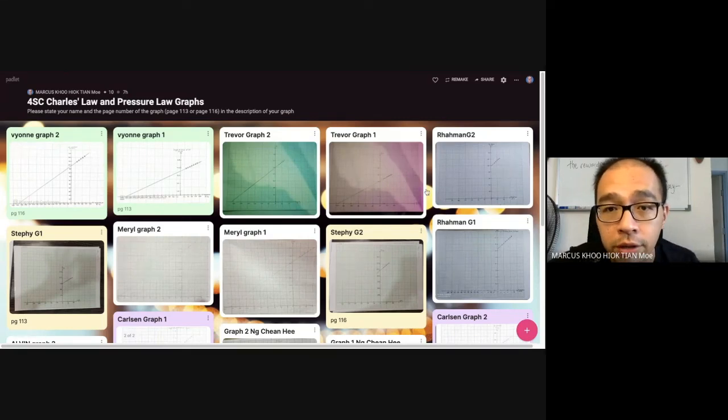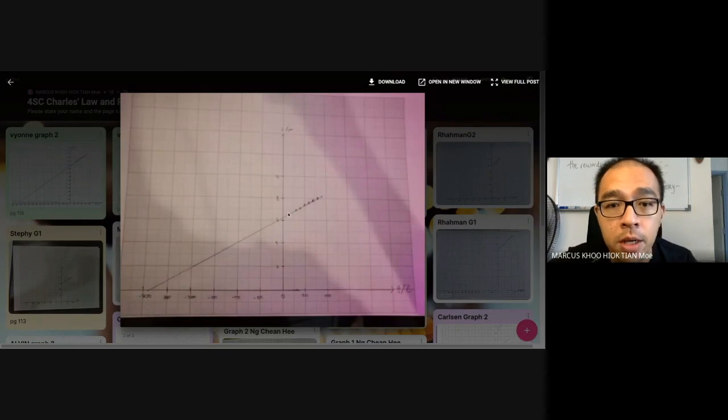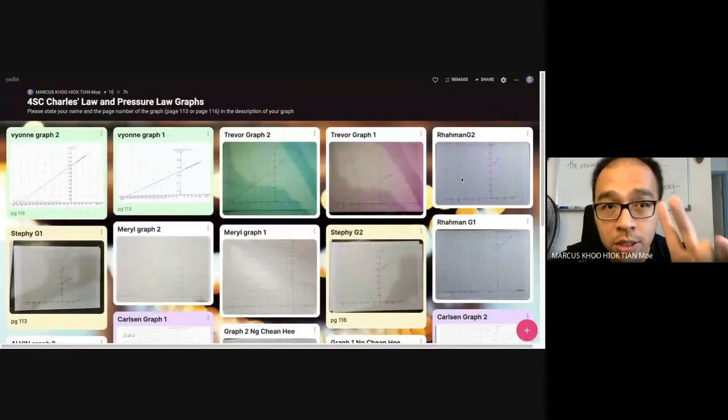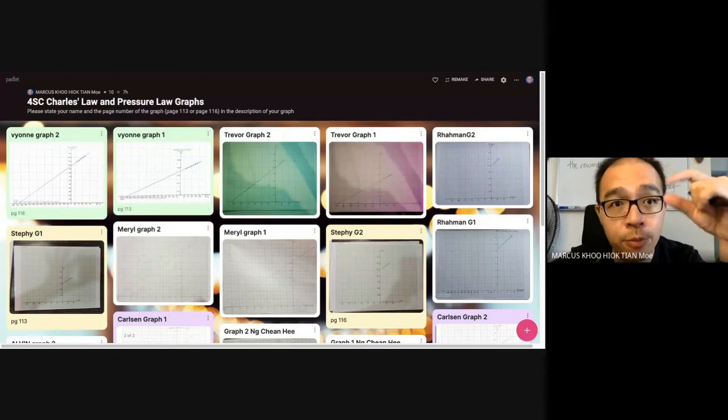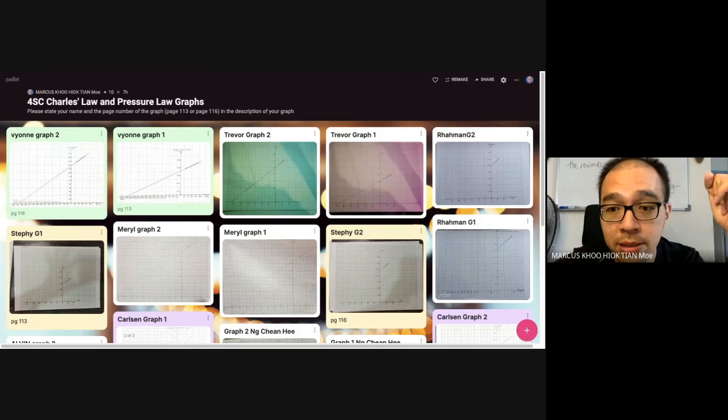Trevor got negative 285. Okay, so let's say this is Trevor's graph. Trevor, since you have extended this, you just write down here, put an arrow over here or something, and then write down negative 285 degrees Celsius. Then hand in this picture only into the Telegram group. So today there's two homework. The first one is fix the graph, put in the negative value of the temperature, and the second one is change the unit from Kelvin to degrees Celsius, and from degrees Celsius to Kelvin. Okay?